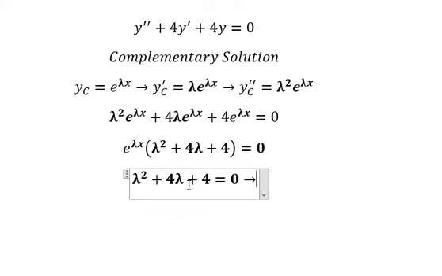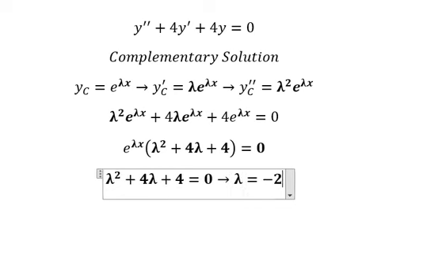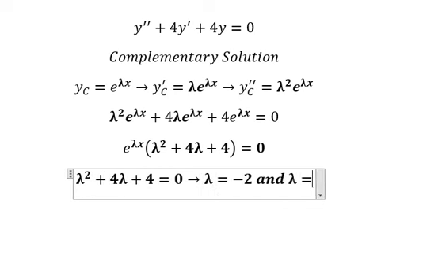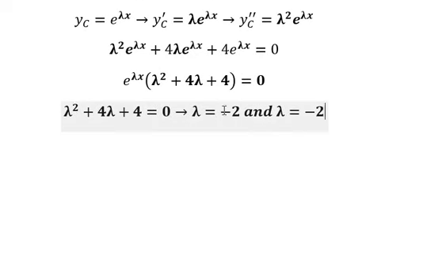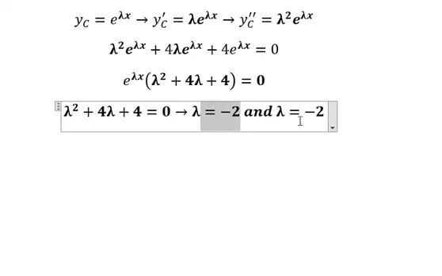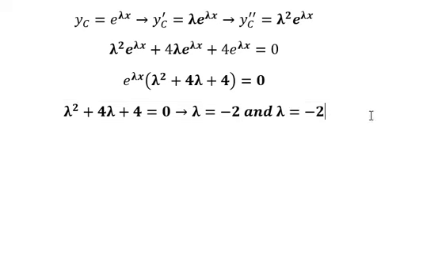And now we have only one solution. That is lambda equal to negative number 2 and lambda equal to negative number 2. Because we have the same solutions, negative number 2, negative number 2, the final answer should be like this.